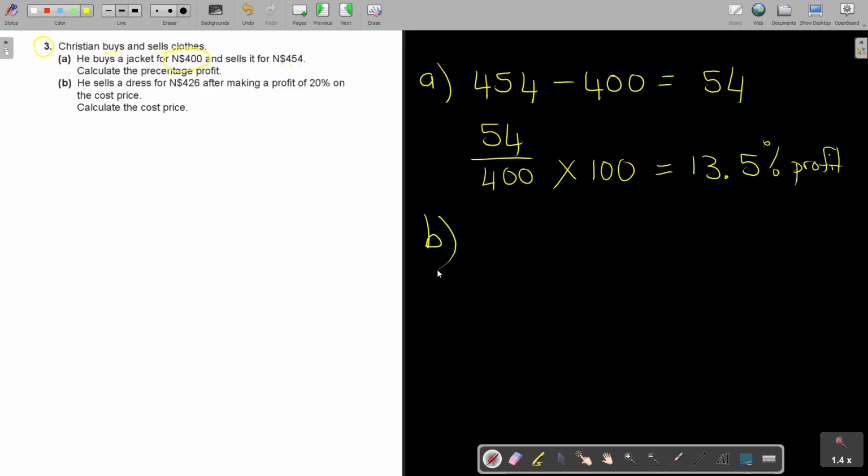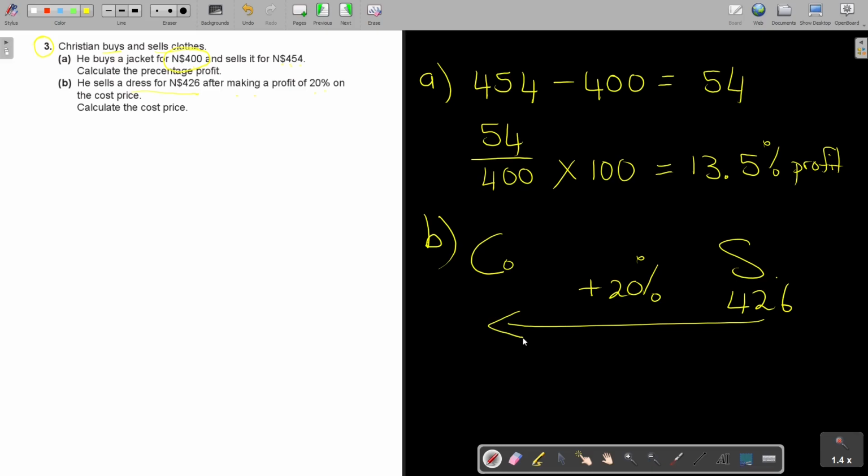Now comes grade 10, 11. He sells a dress, okay? After making a profit of 20%. So that's what he bought it for, or the cost. So he makes a profit of 20%. Okay, are you with me? And then he sells the dress for 426. But calculate the cost price.